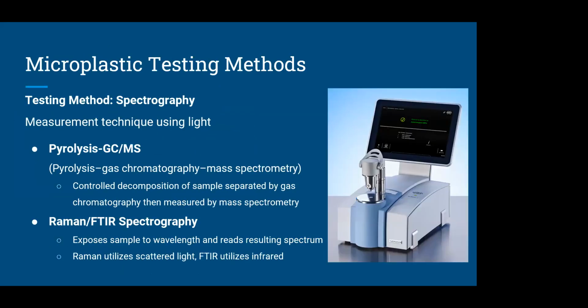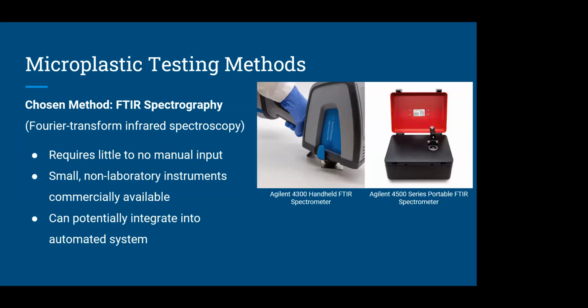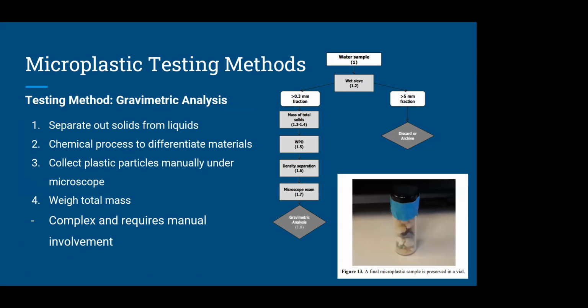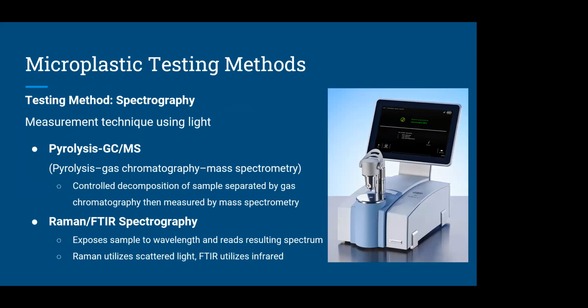Why FTIR as compared to the other methods? Because it is the most efficient method. If you look at the first two methods, filtration and gravimetric analysis, these are very complex and very time consuming. If you want to collect a lot of samples, these methods wouldn't be the most efficient. The other two options are pyrolysis and Raman, other than FTIR. Pyrolysis can also be quite tedious and time consuming. So we are focusing more on efficiency here, which is Raman and FTIR.